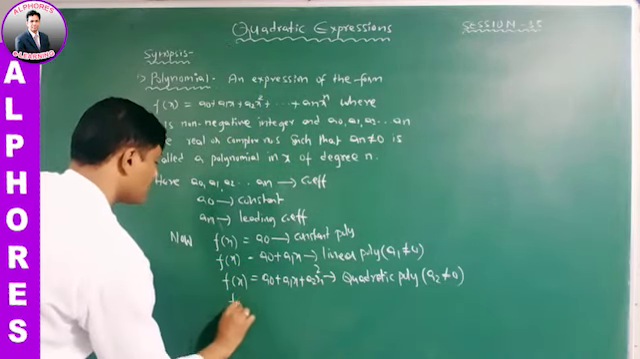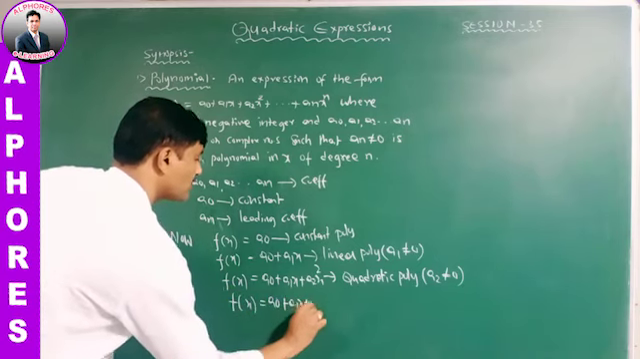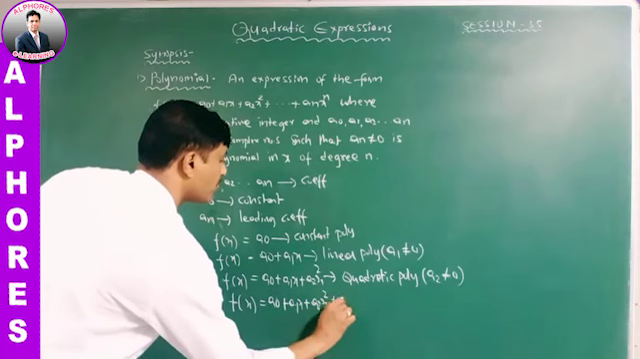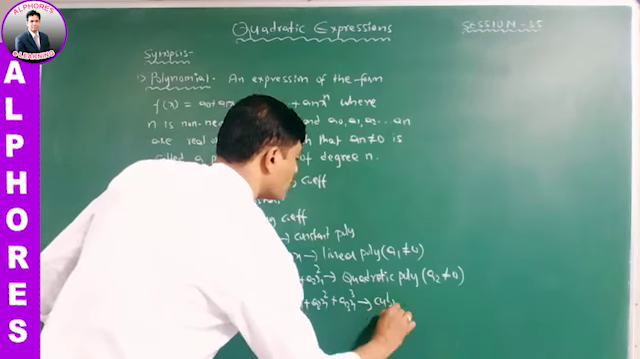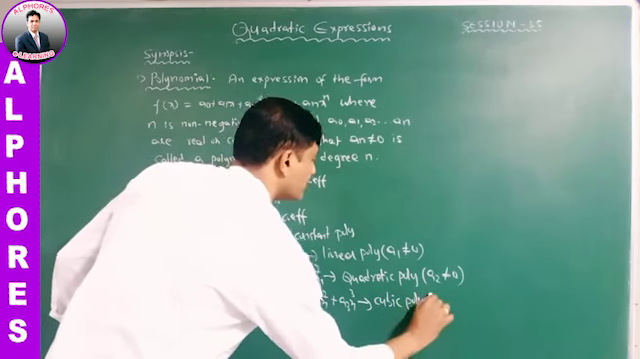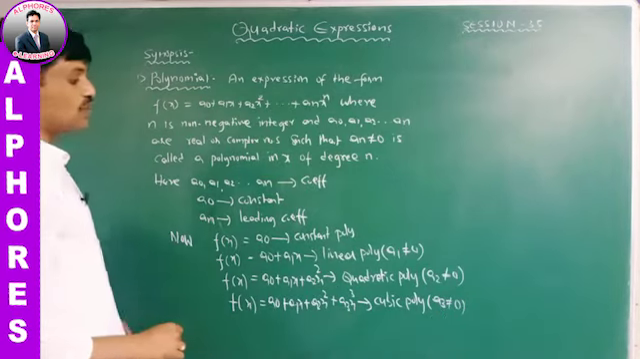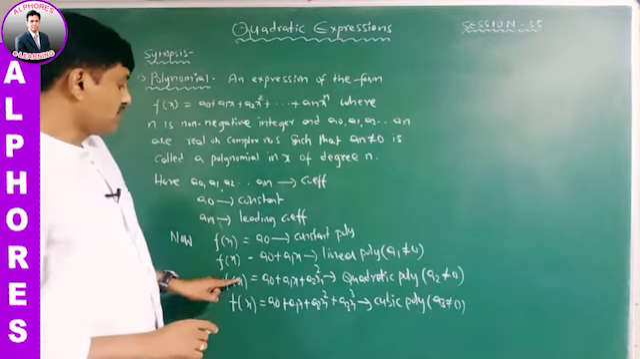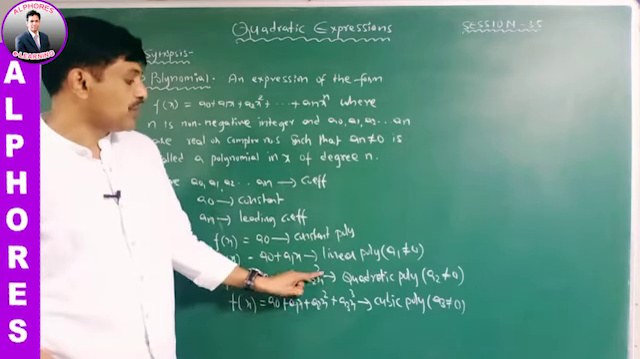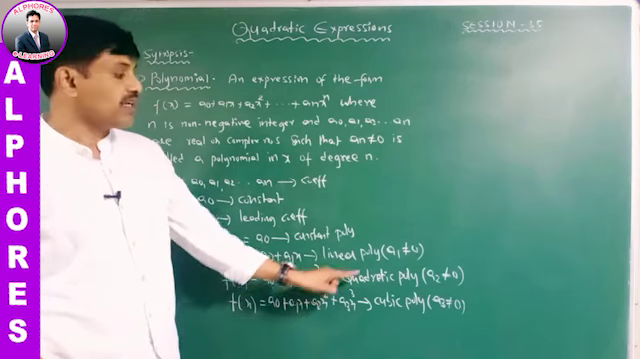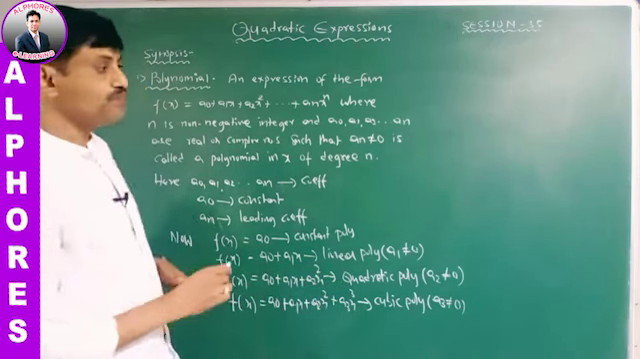One more, f of x is equal to a0 plus a1x plus a2x square plus a3x cube is called a cubic polynomial. Here the leading coefficient a3 not equal to 0. Now we are going to discuss the third case, f of x is equal to a0 plus a1x plus a2x square. It is a quadratic polynomial, but the leading coefficient should not be 0.